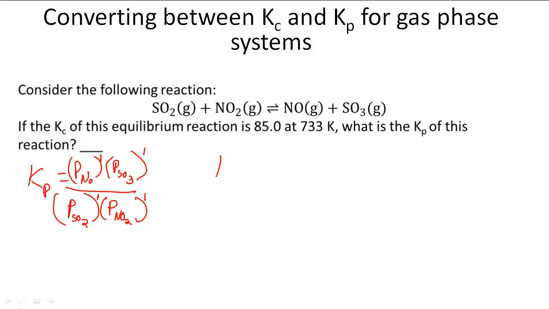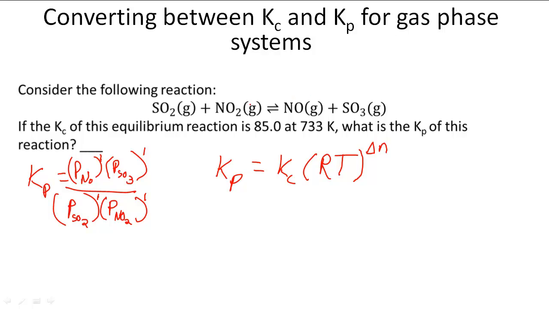But if we're given the partial pressures, we might be able to do that and convert easily. But there is also an easier way to convert from Kc to Kp. To get Kp, we just do Kc times the ideal gas constant times the temperature in kelvins, raised to the power of the difference in moles between the products and reactants of these gases.